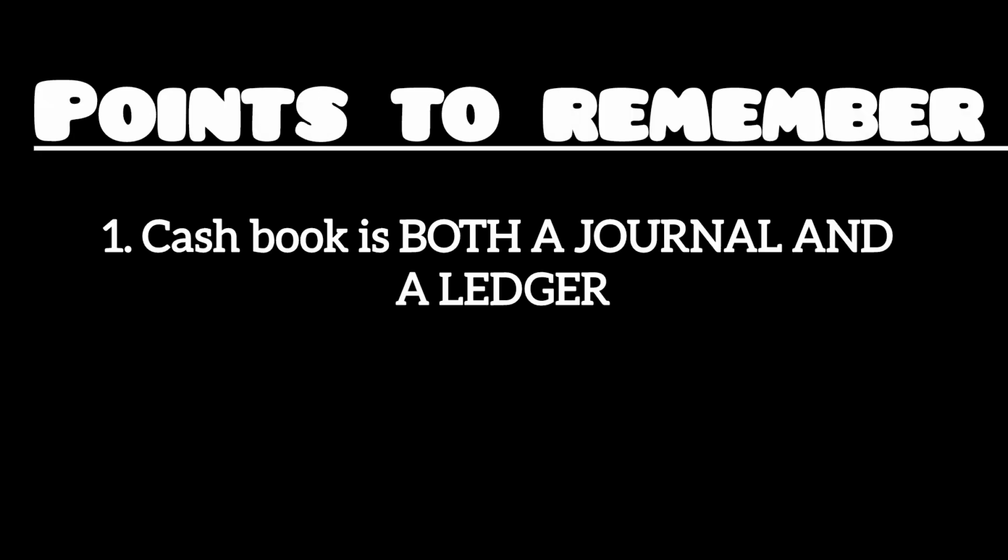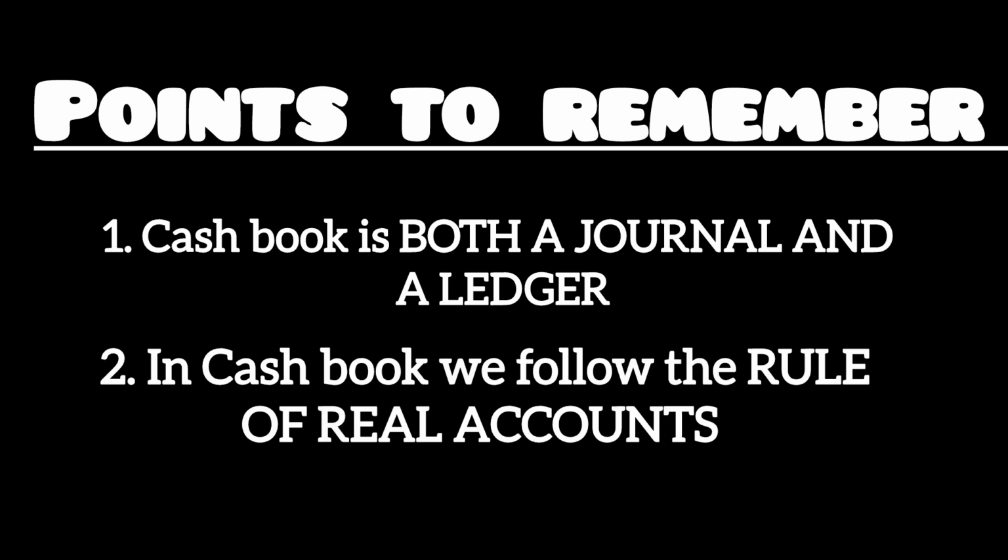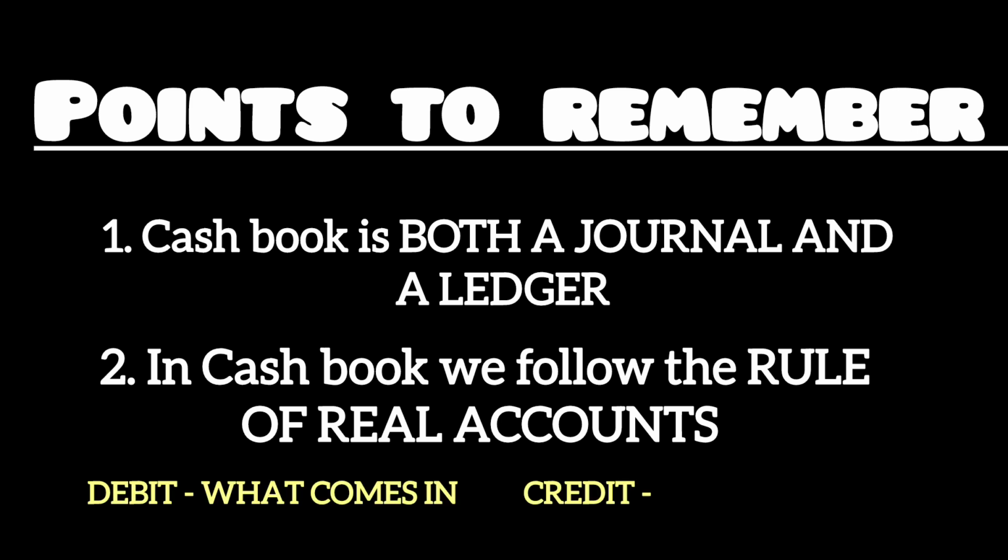Now you have to understand one more thing. In cash book, we always follow the rule of real accounts. Why? Because cash is an asset, yes or no? And anything which is an asset, we always apply the rule of real accounts. And what does the real account state? It states debit means what comes in and credit means what goes out. That's the rule for real accounts.